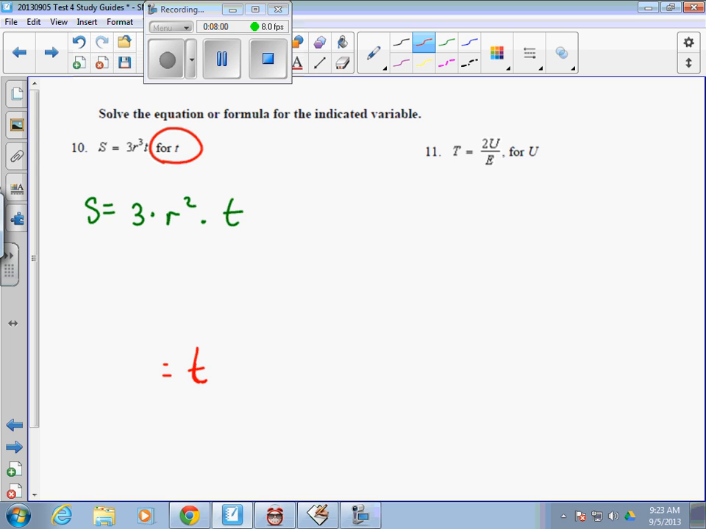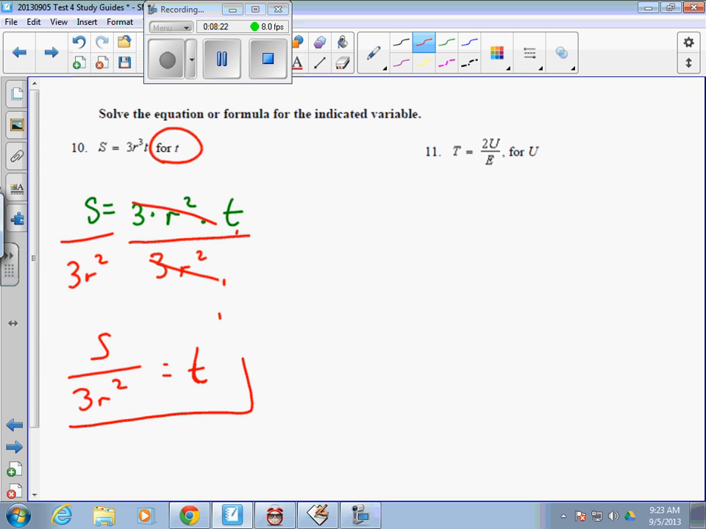So it's multiplying. We know to undo multiply, you divide. Divide by everything that's not t. 3 is not t, and r squared is not t. If you divide the right by 3 times r squared, you do the same thing to the left. Divide it by 3 times r squared. These will cancel out, leaves you with just t. That's what we were looking for. S over 3r squared. Do the same thing for number 11.